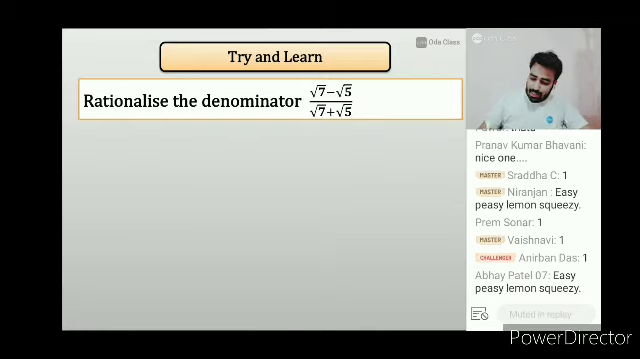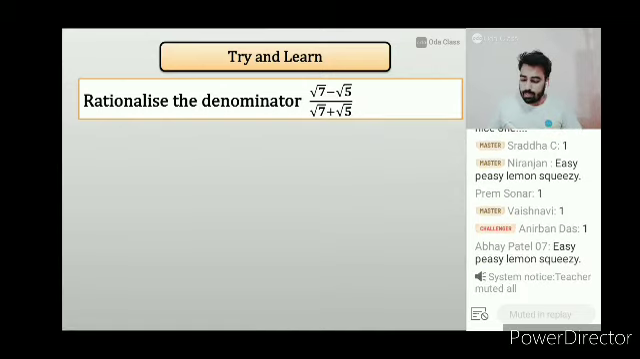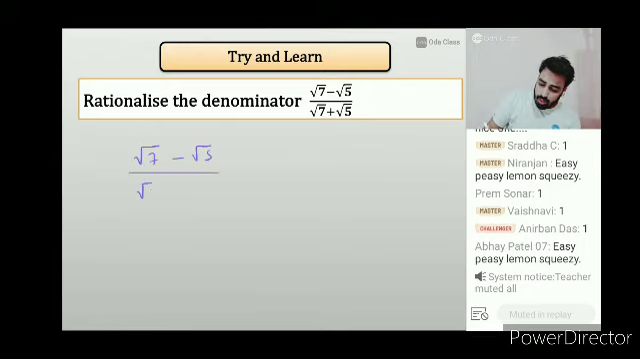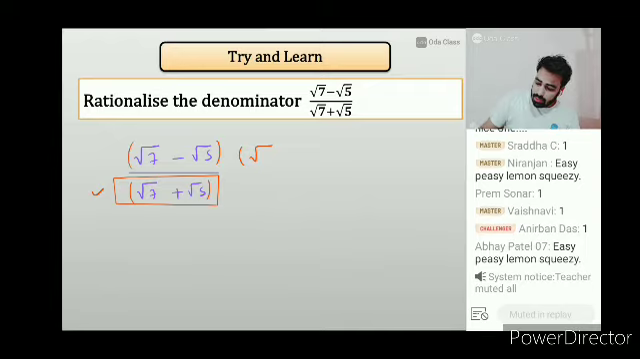Now suppose you have questions like this. Rationalize the denominator, and in the numerator we have root of 7 minus root of 5. The denominator has root of 7 plus root of 5. So now focus on the denominator. If you focus on the denominator, it is root of 7 plus root of 5. So what should be the rationalizing factor? The rationalizing factor is this: root of 7 minus root of 5.